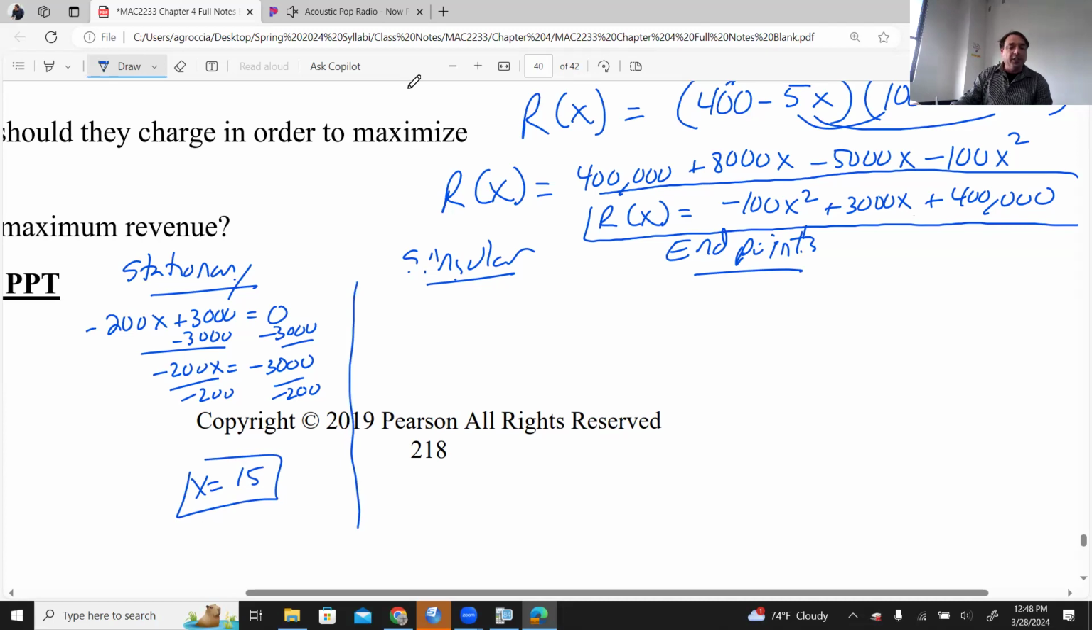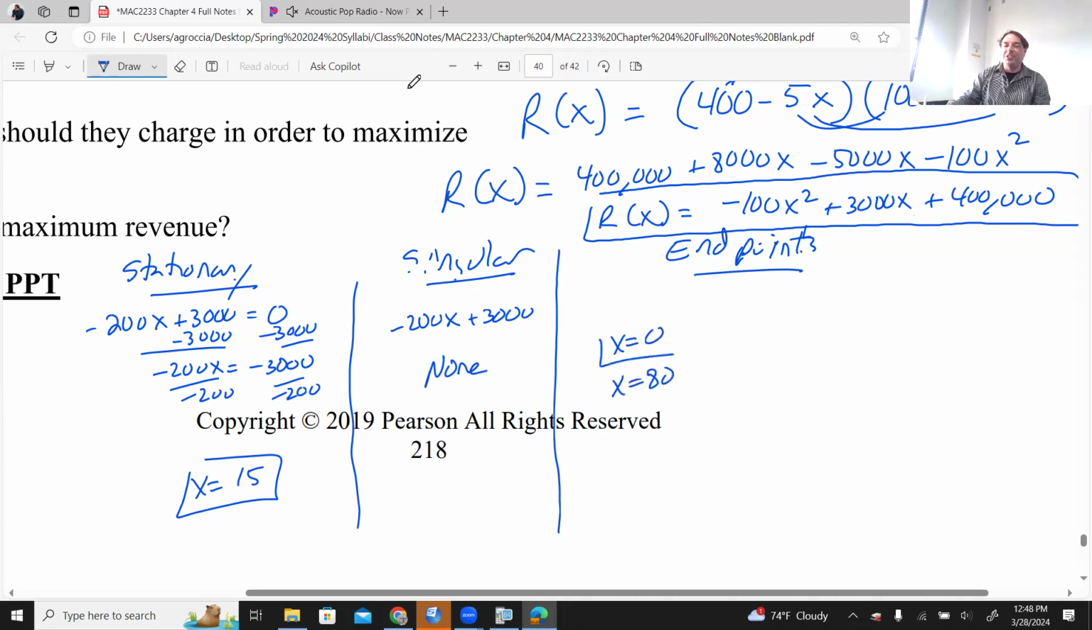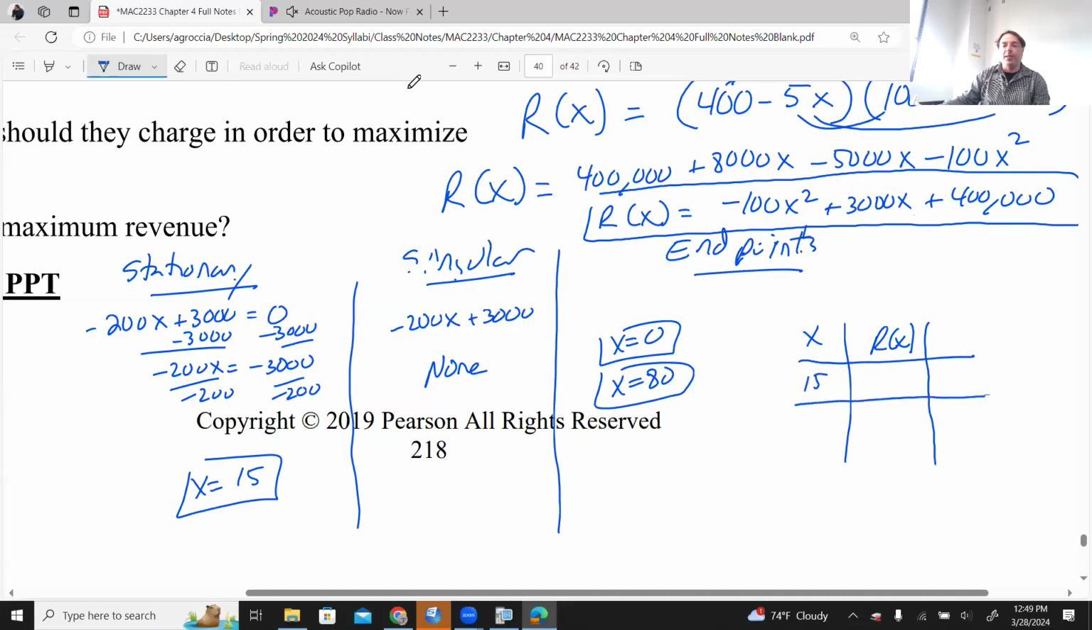As far as singular, negative 200x plus 3000, there's no dividing, nothing going on, no singular on that point. And then endpoints, we were given 0 and 80. But again, it's generally not the extremes. It's possible, just not likely. So we're going to plug those into our revenue and see which one gives us the most money. 15 coupons, no coupons, or 80 coupons.